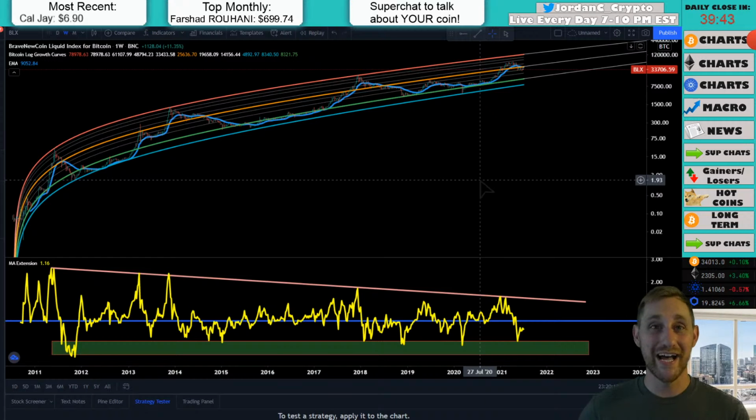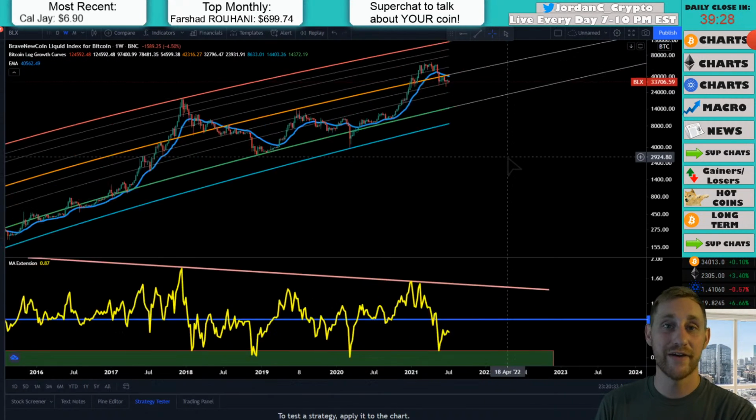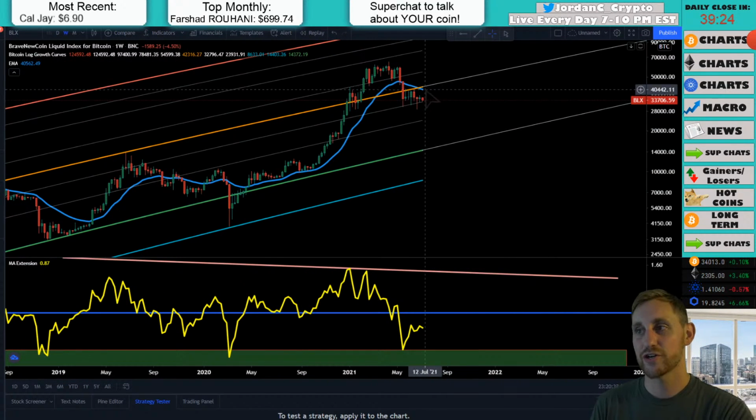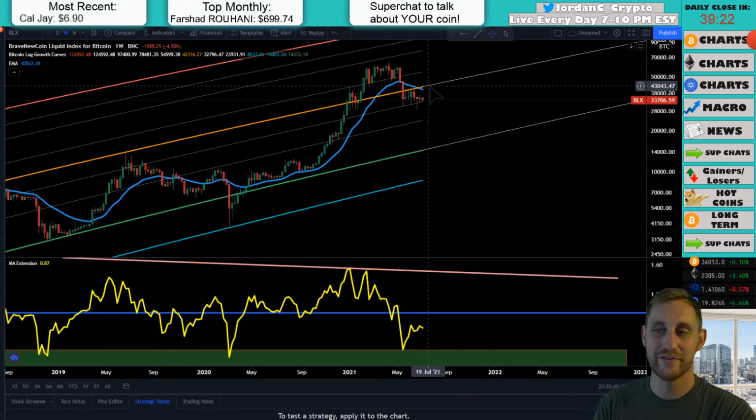We can go sideways to the 21-week moving average. You guys might say, how does that make sense? How do we go sideways to a moving average? Well, time, right? If a moving average is above you, time is going to make that moving average go down towards your price action and eventually meet the price, right? So look where we are now, right? The 21-week is currently sitting at 40,562.